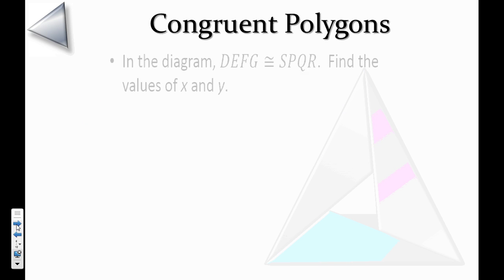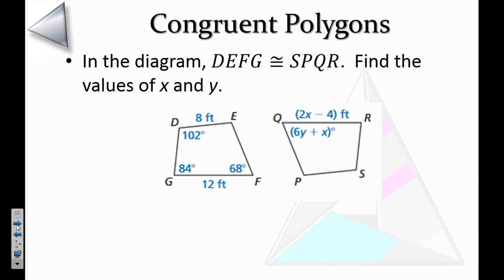So then they can throw some more variables at us, make sure that we're honing our algebra skills. So they tell us that trapezoid DEFG is congruent to trapezoid SPQR. And we're to find the values of x and y.